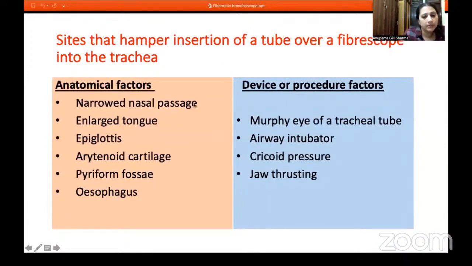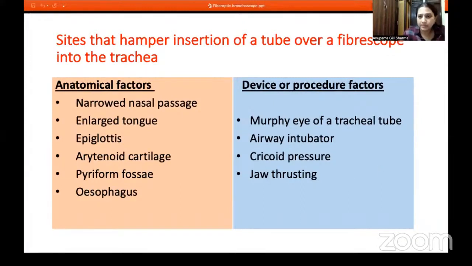Narrowed nasal passages, like in deviated nasal septum, hypertrophic turbinates, enlarged tongue, epiglottis, arytenoid cartilage, piriform fossa, and it can go into the esophagus. There is also a procedural factor: the fiber optic tip can get entangled in the Murphy's eye of the tracheal tube.